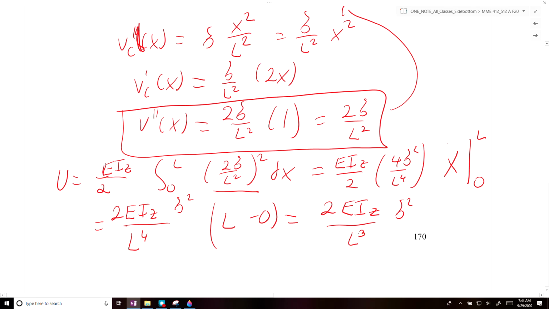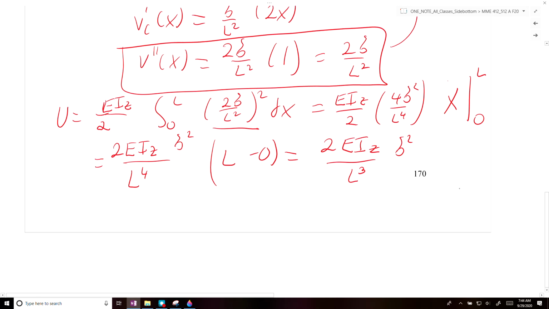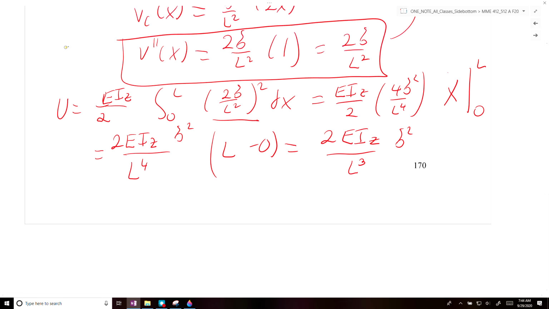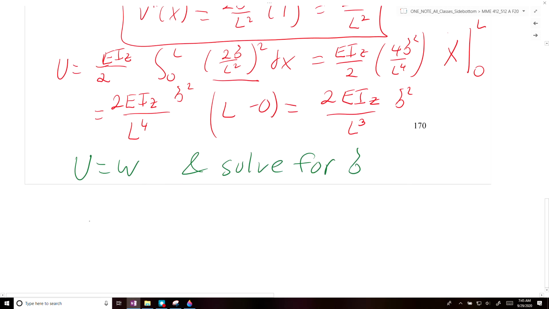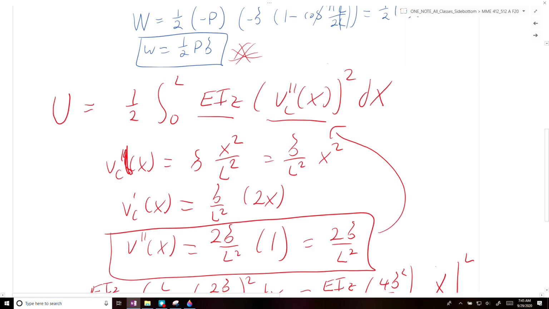Alright, so we're going to now set U equal to W and solve for delta. So if we do that, we'll get 2 EIz delta squared over L cubed is going to be equal to, what do we have for W? W is equal to 1/2 P delta.